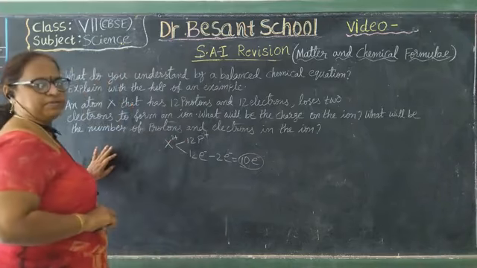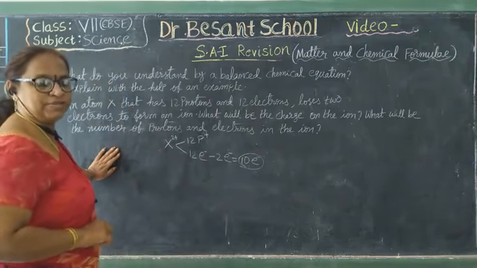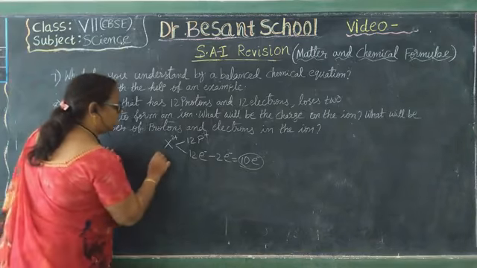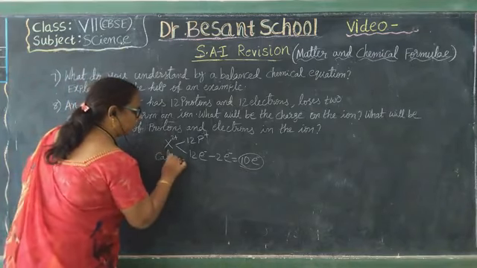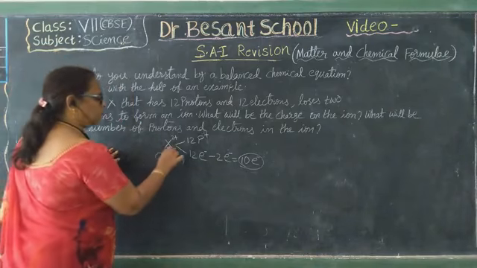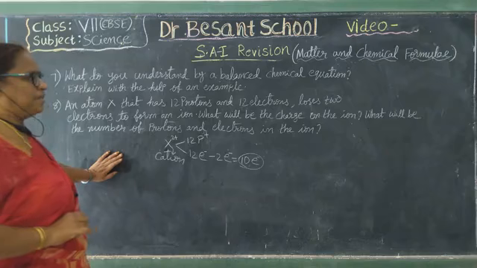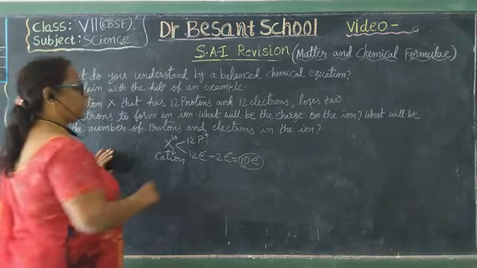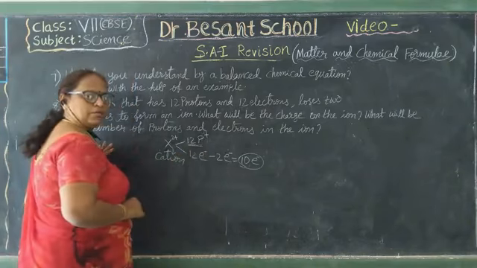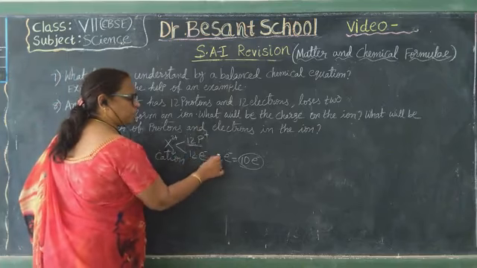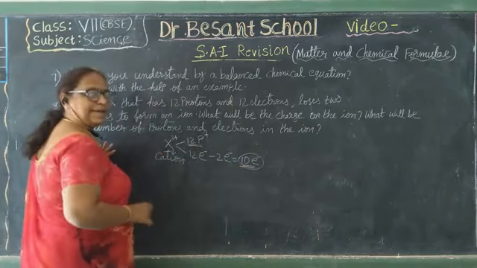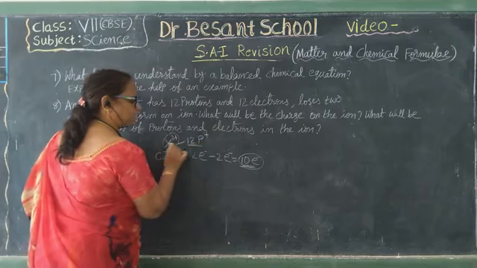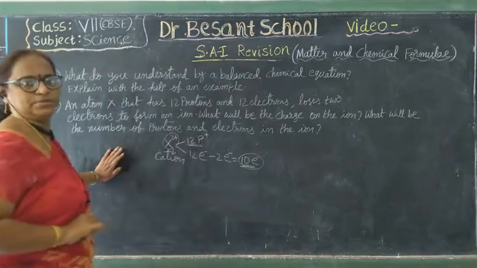So X2+ we will write. So it will become a positive charged ion, which is called a cation. We call it a cation. When it became positive charge, that atom is not neutral, it will become a cation. And what will be the number of protons? Now how many protons are there? There are 12 protons and after losing 2 electrons, how many electrons are there? 10 electrons are there in this ion. Now this ion has 12 protons and 10 electrons.